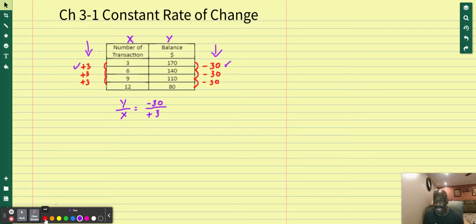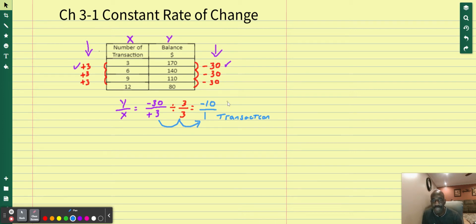What I want us to do now is reduce this. What would happen if we reduce it to have it in simplest terms? Let's divide both numbers by 3. And let me tell you why I'm using 3: in my denominator, I want a 1. 3 divided by 3 is 1. Why do I want a 1? So that this can represent 1 transaction. All right, so what's happening in my numerator? Negative 30 divided by 3 is a negative 10. Remember, negative divided by positive is negative.